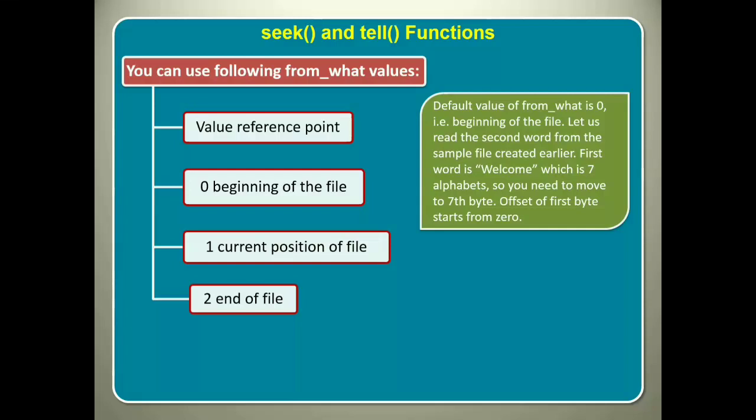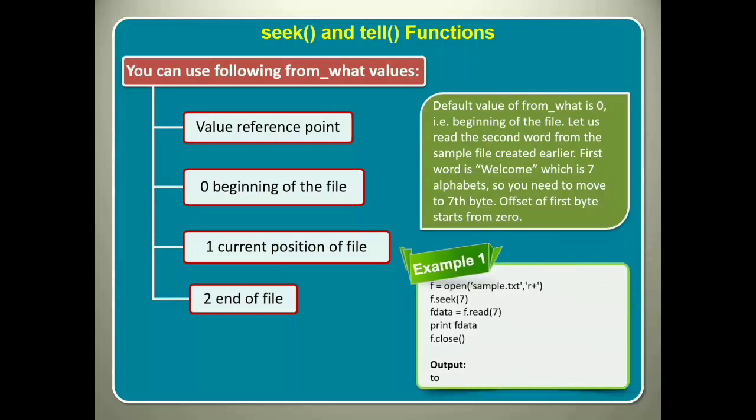Let's read the second word from the sample file created earlier. The first word is welcome, which is 7 alphabets, so you need to move to the 7th byte. Offset of the first byte starts from 0. Here is the program code. This program will display 2 on screen.